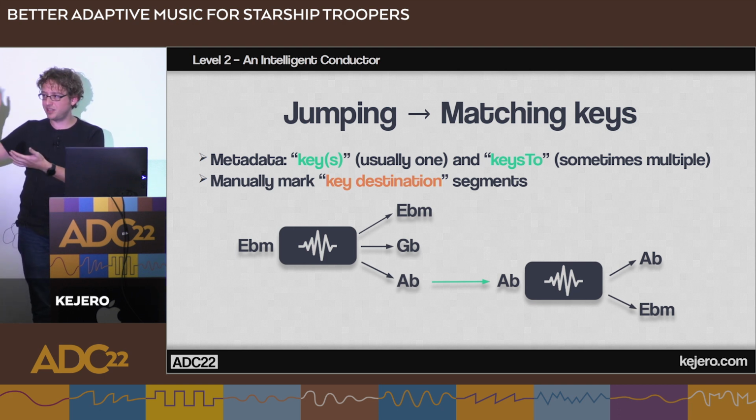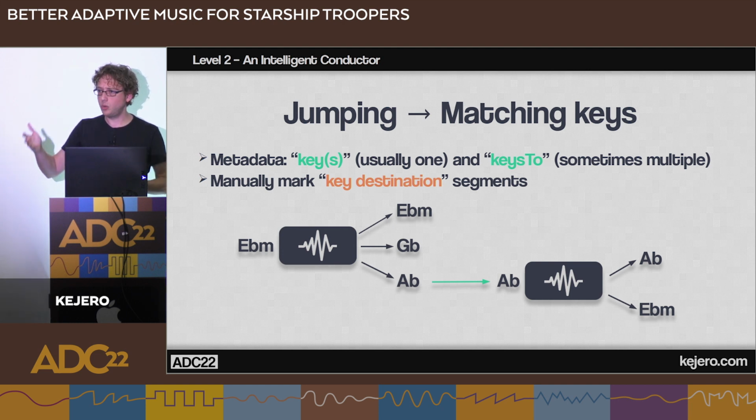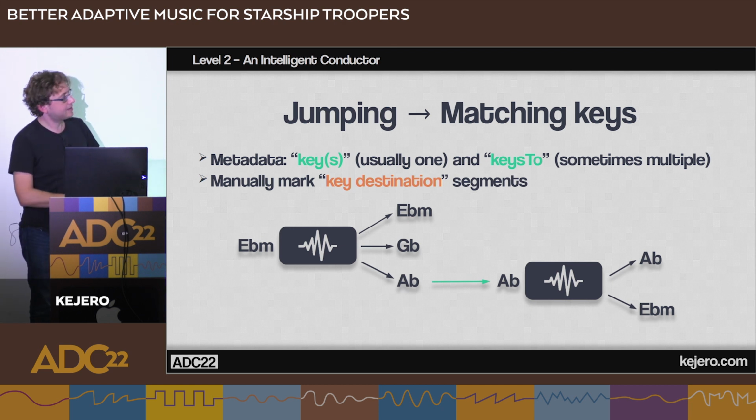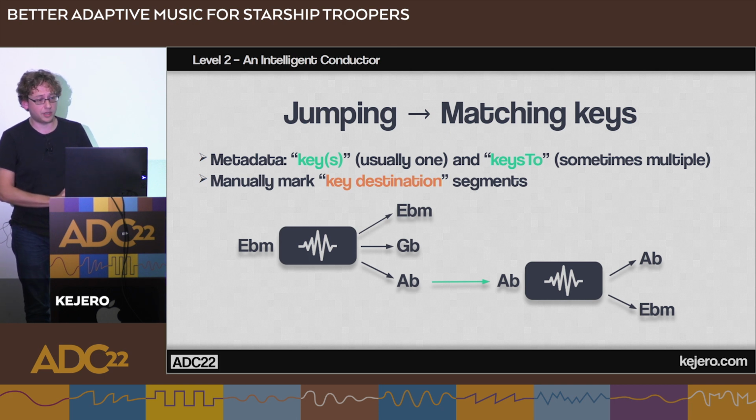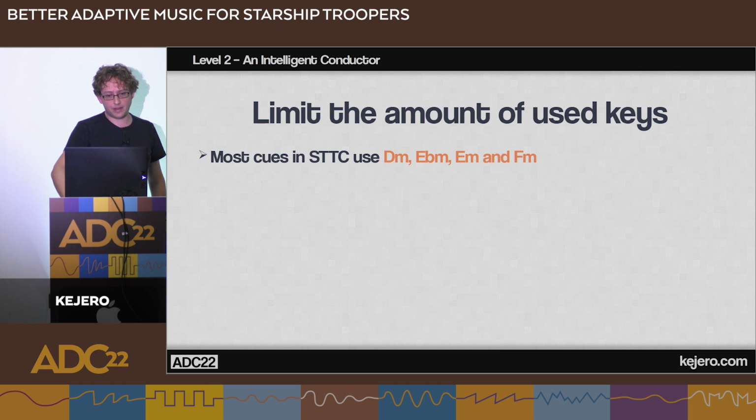So not every position in every cue will sound good when you jump to it. And again, you could come up with a system that figures out from all the metadata which segments would be suitable as destinations, but I figured it's so much easier and actually a lot less work if I make that decision myself. Because it's also a musical decision very often, and well, good luck coming up with a system that can figure that one out.